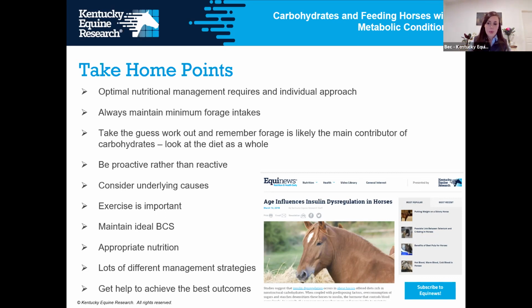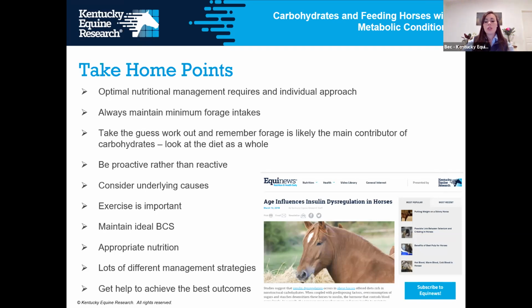Exercise is really, really important and cannot be underestimated in terms of maintaining ideal body condition, but also improving insulin and glucose dynamics in the body. Maintaining appropriate nutrition, so even on a restricted diet, making sure the horse has adequate protein, vitamin and mineral levels is really critical to long-term body maintenance.